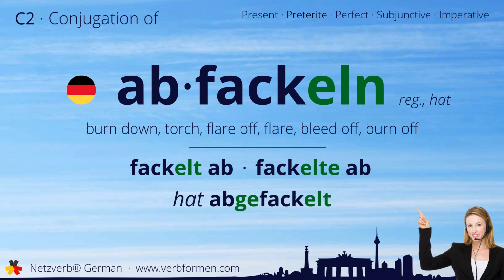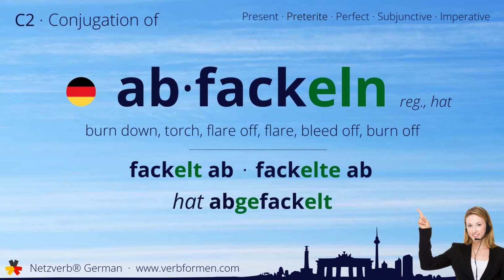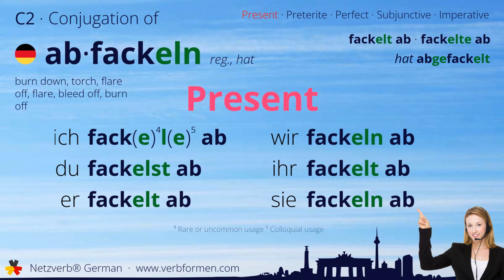Now let's move on to the tenses. First, we'll take a look at the present tense. Ich fackle ab. Du fackelst ab. Er fackelt ab. Wir fackeln ab. Ihr fackelt ab. Sie fackeln ab.